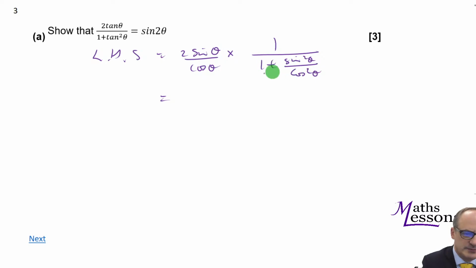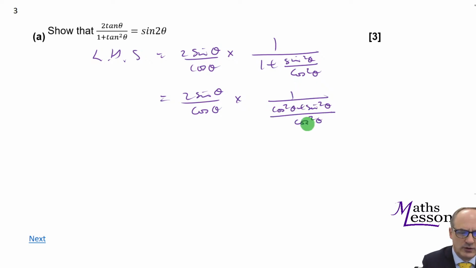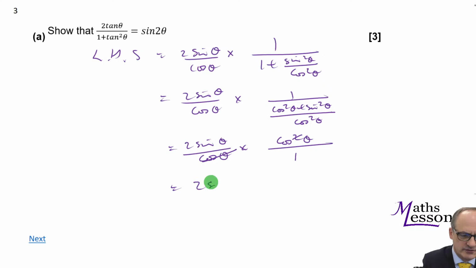So we're going to write this bit as a single fraction. Generally, getting things into single fractions is usually your path. So that's going to be cos squared theta plus sine squared theta over cos squared theta. And if you do 1 over that, then we're just going to flip this. So we get 2 sine theta over cos theta times by cos squared theta over cos squared plus sine squared, which is 1. So just replacing that cos squared plus sine squared with 1. And then what we can see is we can cancel out one of the cos. So we get 2 sine theta cos theta. And that is just equal to sine 2 theta.